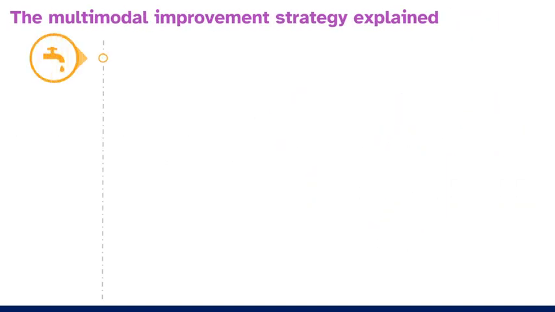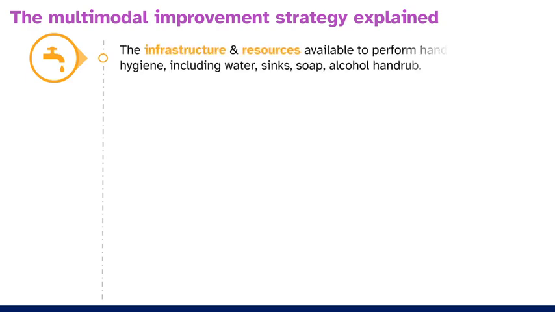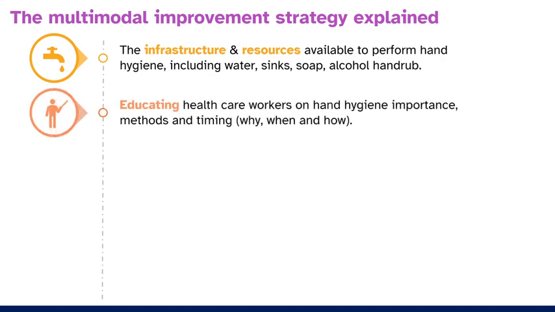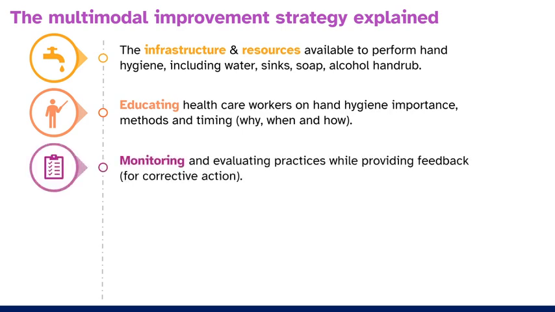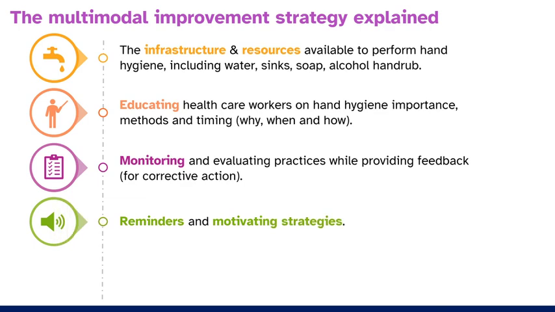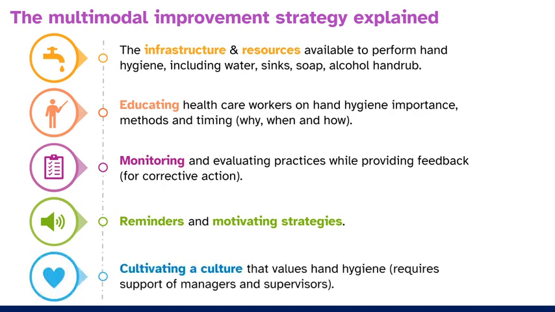Let's explore the 5 key actions: building the necessary physical infrastructure like water access, sinks, and alcohol-based hand rubs; educating healthcare workers on hand hygiene importance, methods, and timing; monitoring and evaluating practices while providing feedback; using reminders and motivating strategies to encourage adherence; and cultivating a culture that values hand hygiene. These actions, building, teaching, checking, selling, and living hand hygiene, are interwoven to ensure that practices are adopted and sustained.